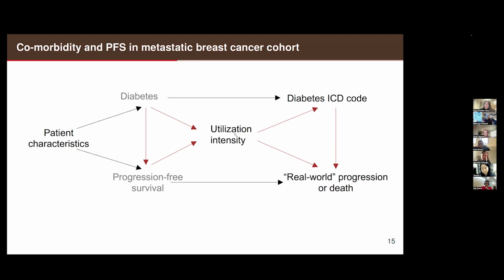And similarly, for something like progression, which is really tricky to ascertain in EHR, we can't ascertain progression unless you have radiologic scans or physician's notes that tell us that you've experienced a progression event. So patients who make more visits to the healthcare system are more likely to have a scan, for instance, that allows us to pick up the fact that they've experienced progression.